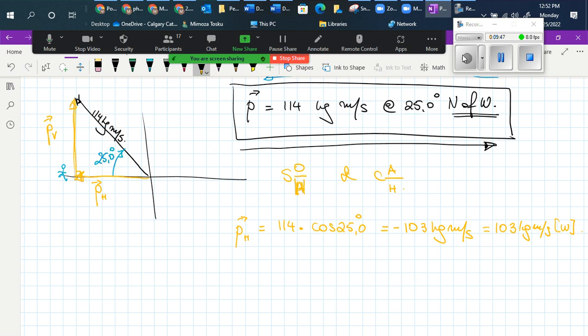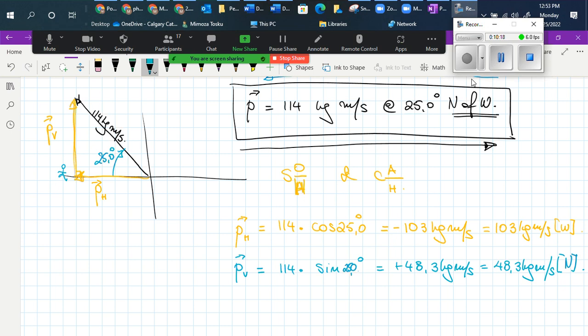And then when we are calculating the vertical component of momentum, we will go 114 times sine, since it is the opposite of the 25 degrees. And I have an answer here being positive 48.3 kilogram meters per second, or you can say 48.3 kilogram meters per second going north.